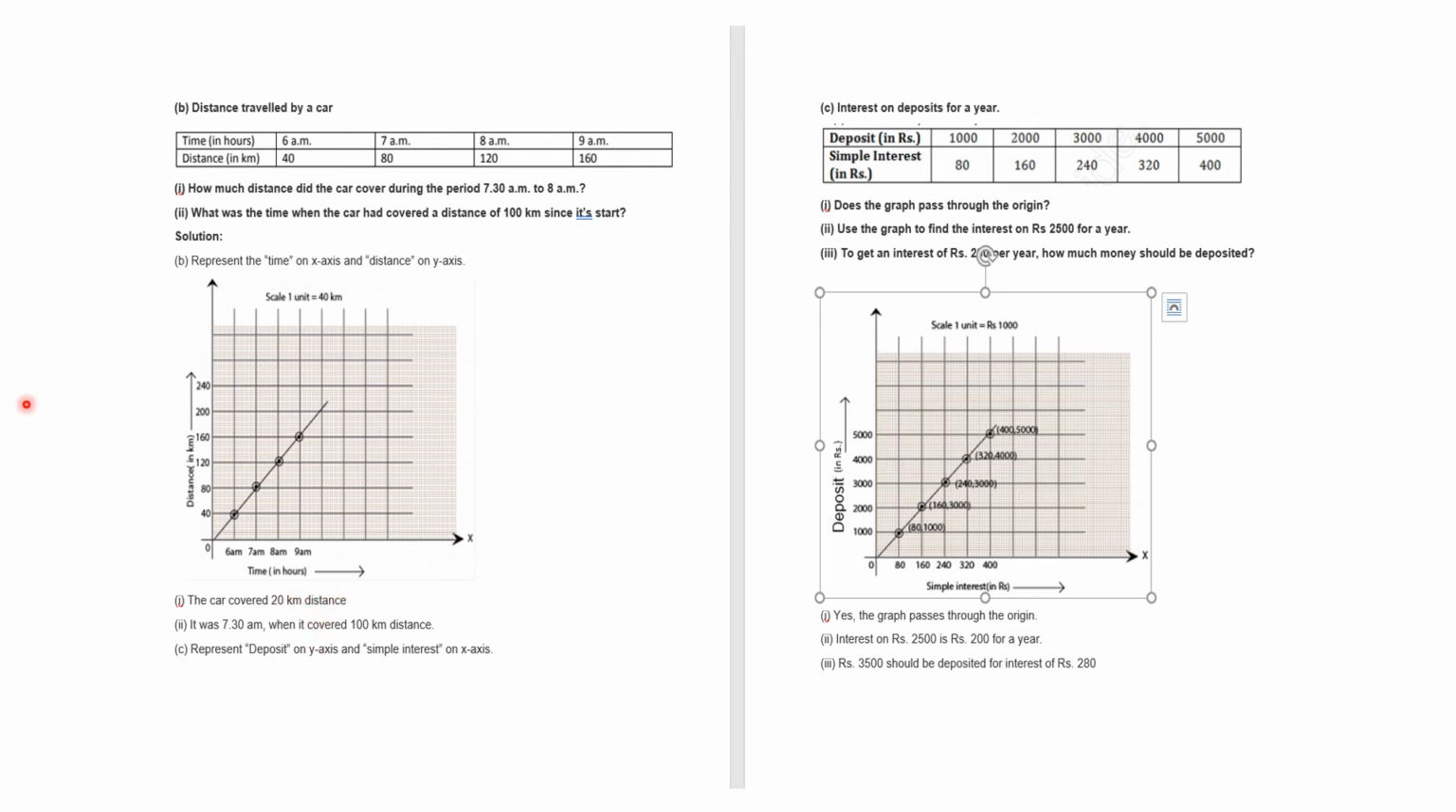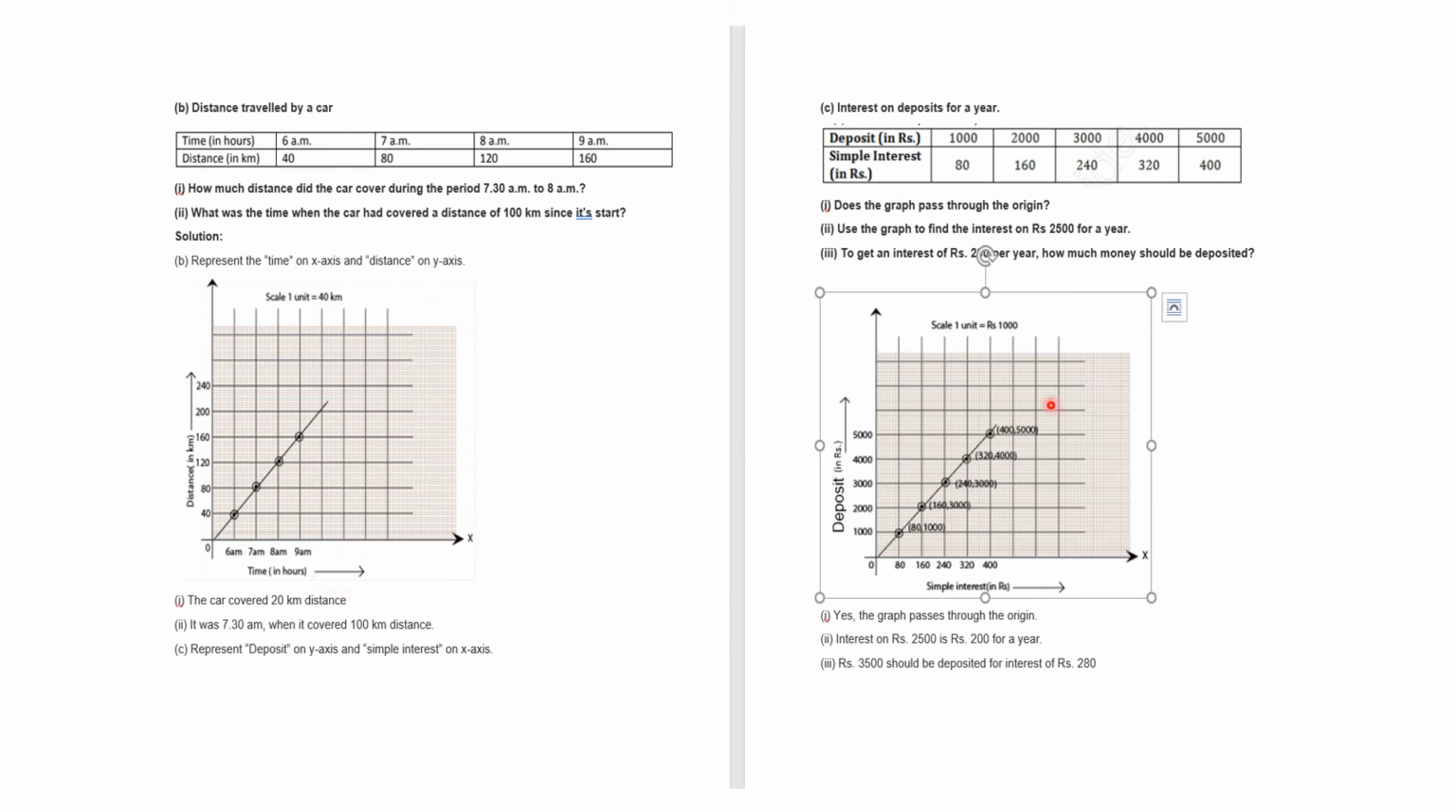Yes, just see our second question, second part. The second question is, what was the time when the car had covered a distance of 100 kilometers since it started? So just see what distance it covered. It covered a distance of 100. So where is it? Between 80 and 120. So just have a look and come to the y-axis. Just see the cursor I am rolling. So it is between 7 and 8. So it is 7:30. So our answer is it was 7:30 a.m.